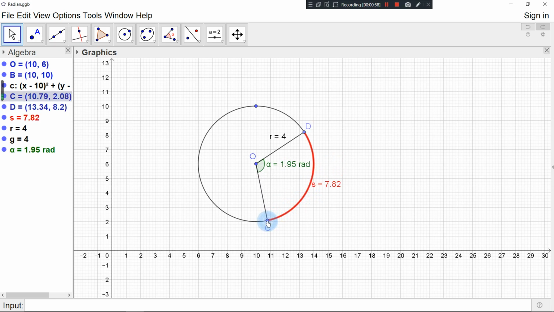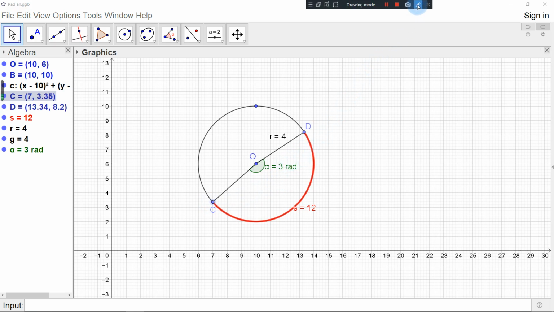I try to adjust this as accurately as I can, because sometimes it's a little bit hard to get exactly an integer. Okay, try. Okay, finally I caught it. Now, when the arc length is 2 times the radius, the angle subtended at the center here will be 2 radian. So how about if I make this arc length longer, becoming 3 times this radius, which is equal to 12? Okay, now it becomes 3 radian.